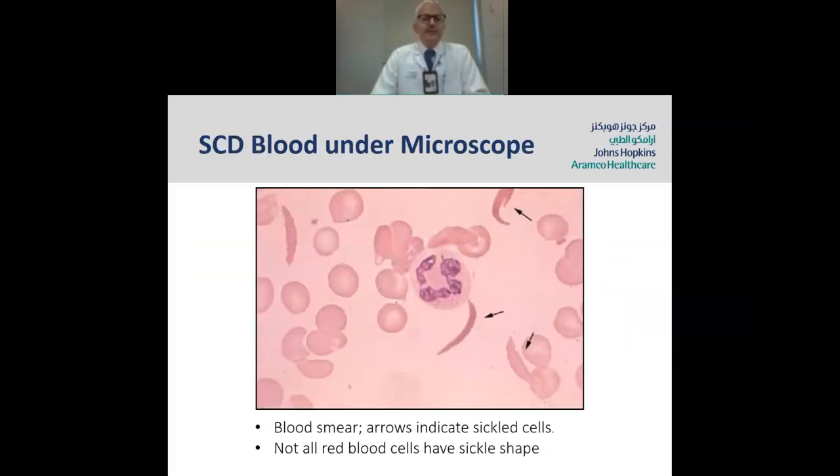This is a blood smear under the microscope after staining, and it shows both normal red cells, round and nice, and cells that have the shape of a sickle. This is where the name comes from. You will notice that not all red cells are sickle shaped, only some of them. And that's what you see in the patient. Not all the cells in the body have the sickle shape.